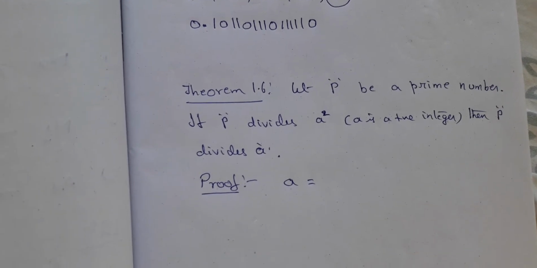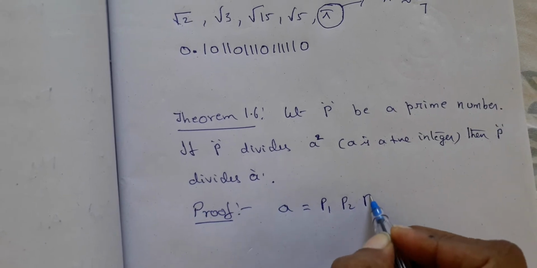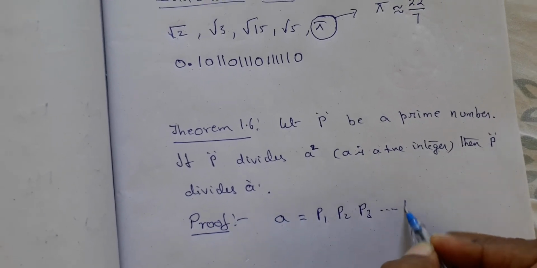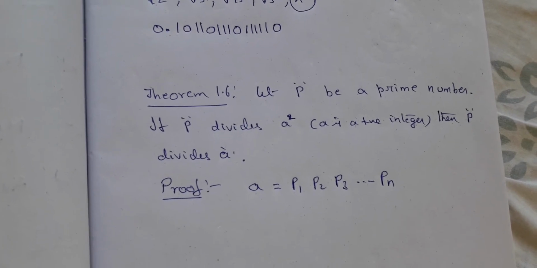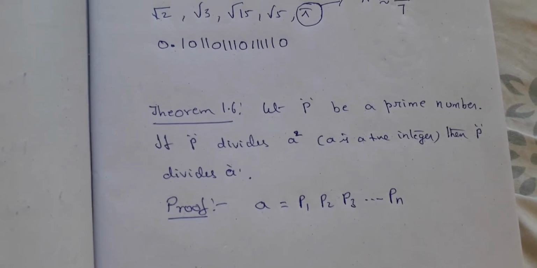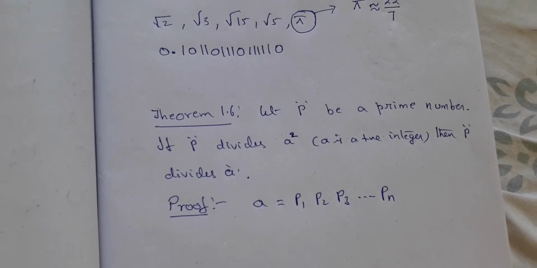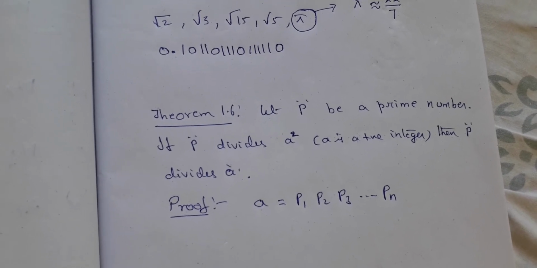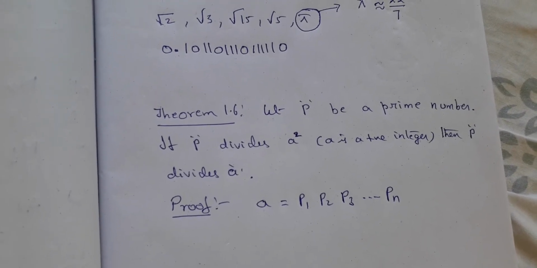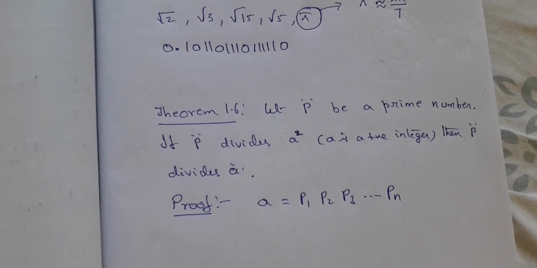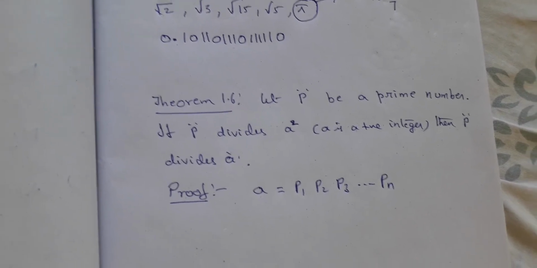So therefore I define A as a product of prime factors P1, P2, P3, etc. till Pn. We don't know what A is, we don't know what P1, P2, P3 are, but we know one thing: A is a positive integer where A can be expressed as a product of its prime factors. Suppose if you take 8, if I ask you to define it as a product of its prime factors, what are the prime factors you have there?